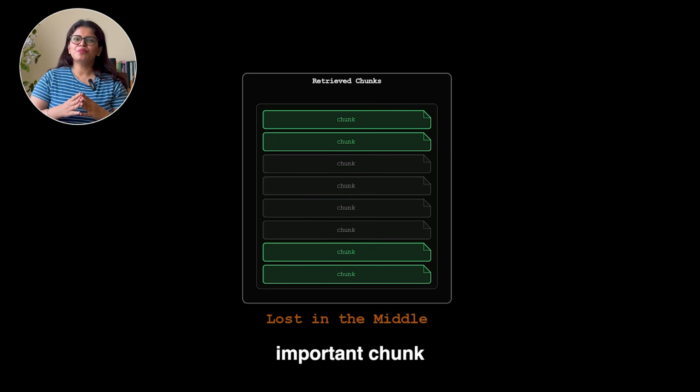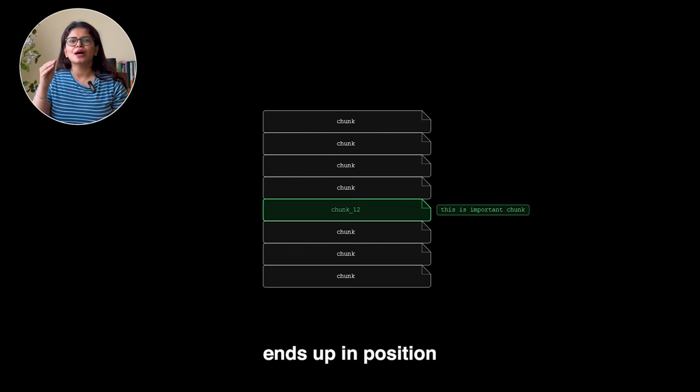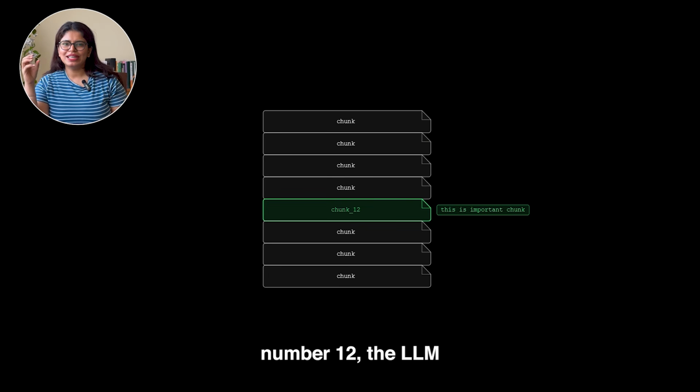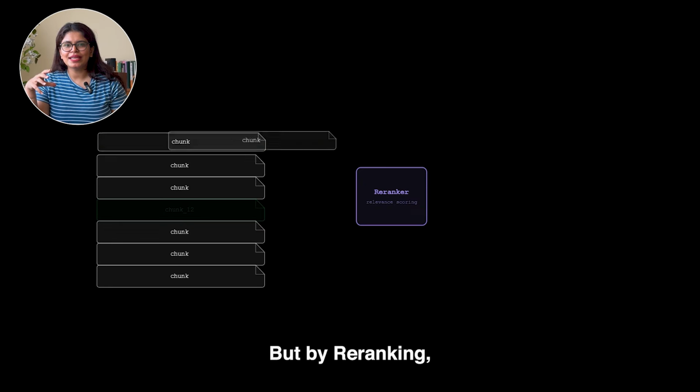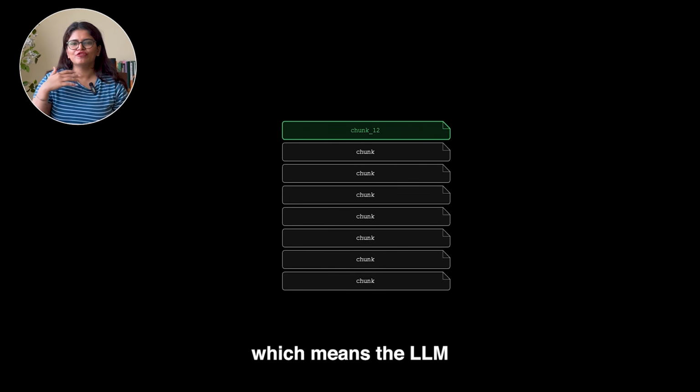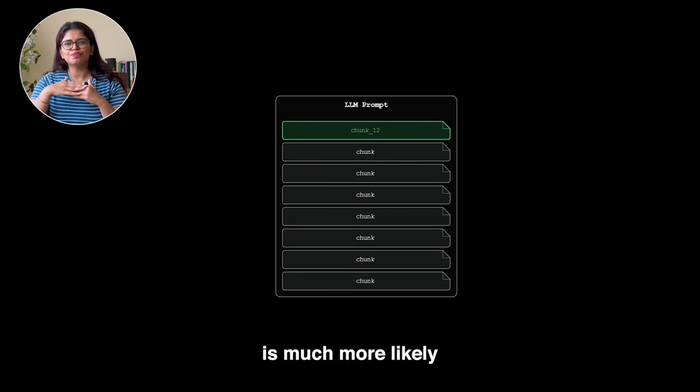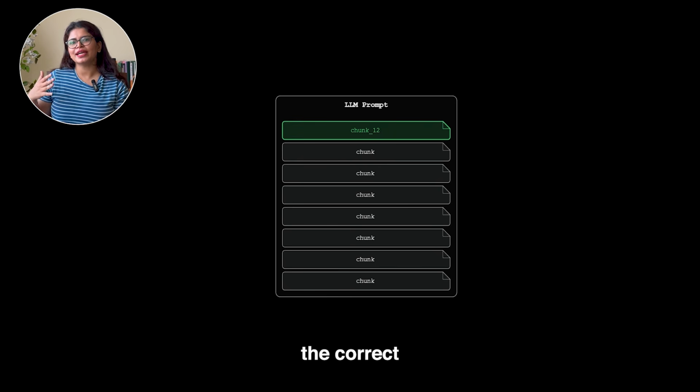So if the most important chunk accidentally ends up in position number 12, the LLM may completely overlook it. But by re-ranking, we move the most relevant chunks to the very top, which means the LLM is much more likely to use the correct information when generating the final answer.